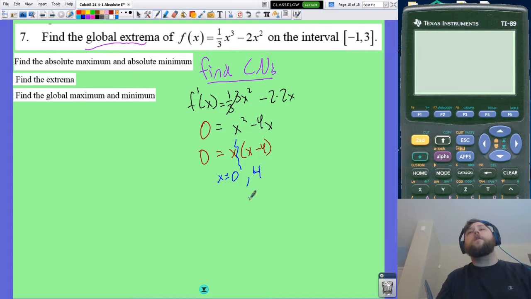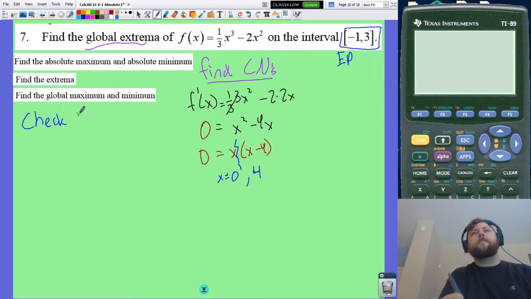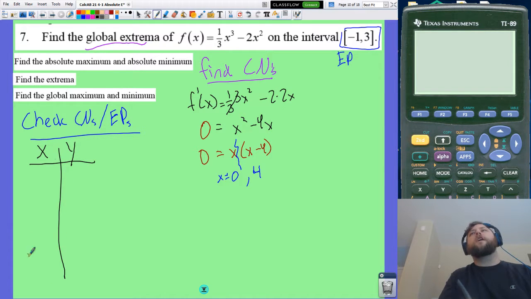So now I am going to check each critical number and each endpoint. My endpoints are right here, -1 and 3. So I want to check the CNs and the endpoints. This is going to be step 2. To check this, I like making an XY table, and you want to list all your endpoints and all your critical numbers. So I'm going to go -1 to 3 for my endpoints, and then I got 0 and 4.